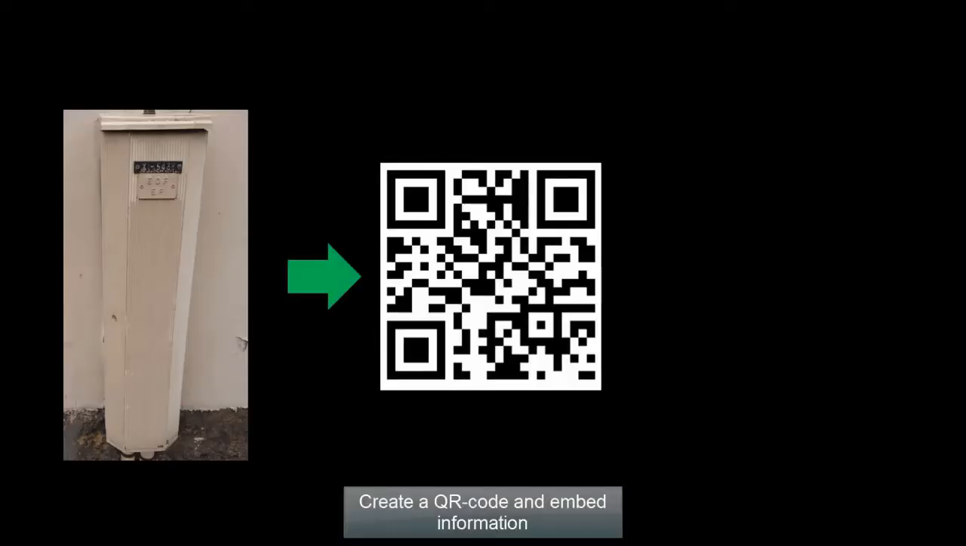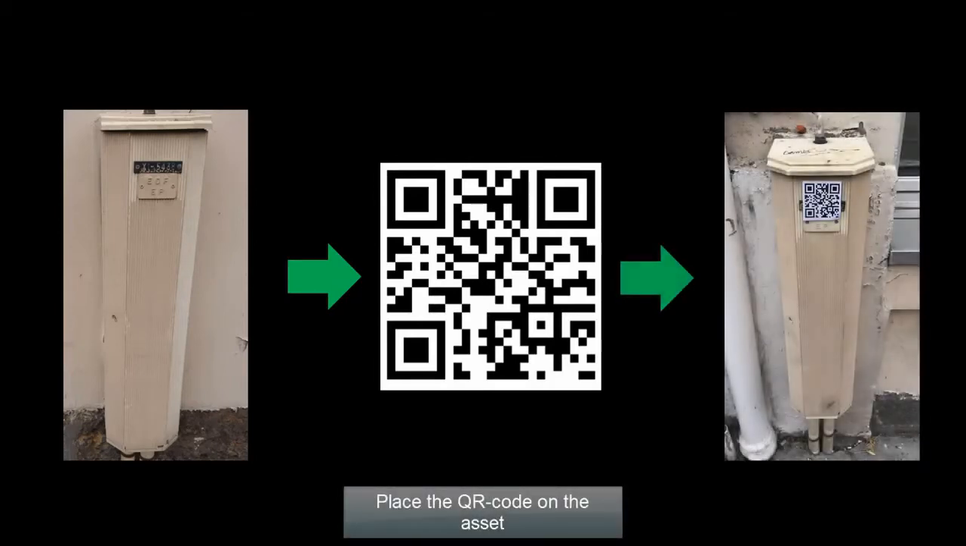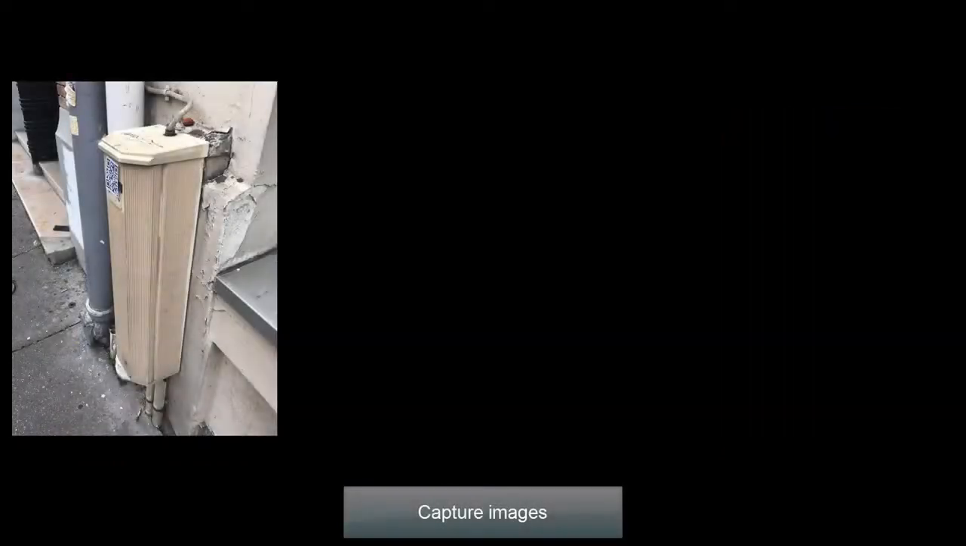Identify an asset. Create a QR code and embed information. Place the QR code on the asset. Capture images.